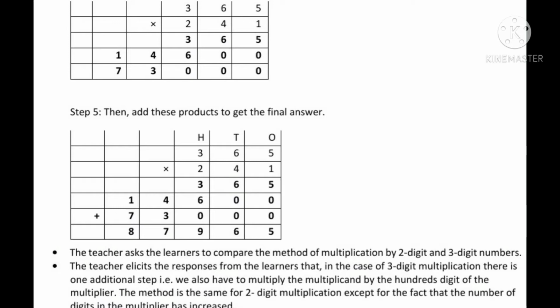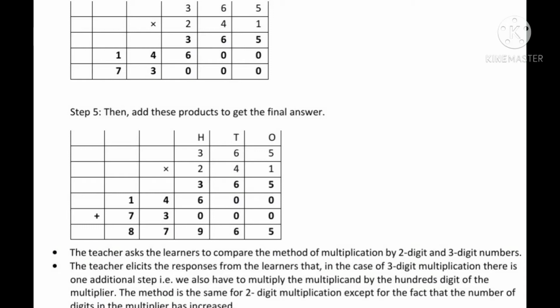Then step 5, add these products to get the final answer. So as you can see, when the three rows were added, 365, 14600, 73000, we got the final answer as 87,965. Then the teacher asked the learners to compare the method of multiplication by a 2-digit and the 3-digit numbers.